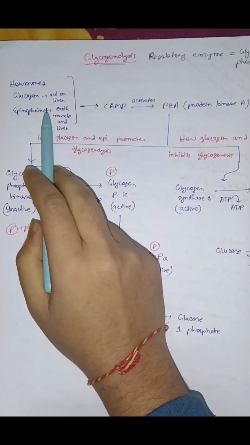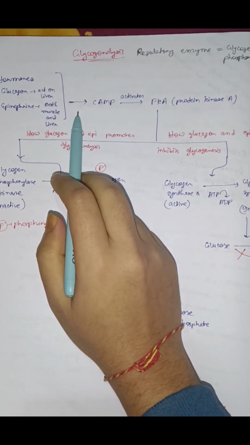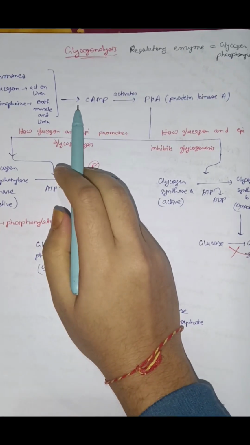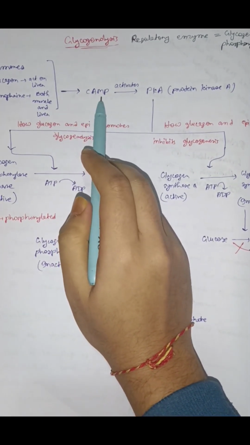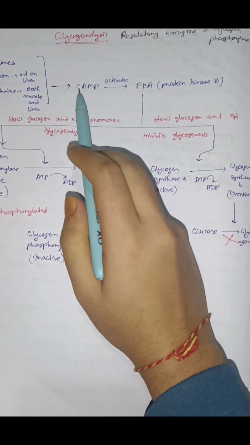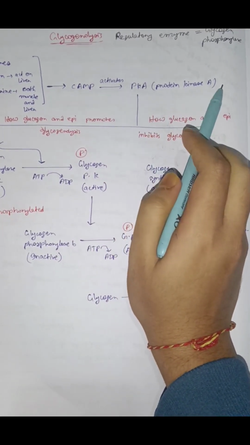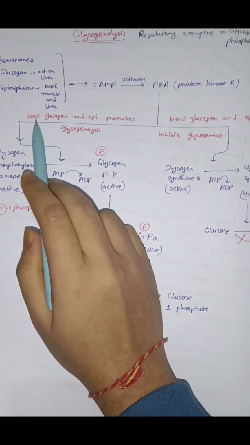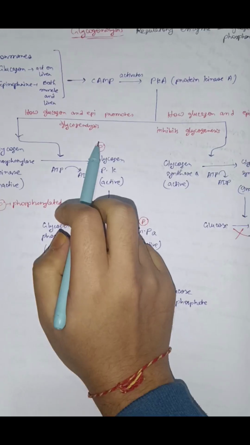Now both these hormones bind to a cell surface receptor, that is a GPCR, and with the help of cell signaling it leads to the formation of cAMP, cyclic adenosine monophosphate. Now cAMP in turn activates PKA, that is protein kinase A. On the left hand side I have explained how glucagon and epinephrine promote glycogenolysis.